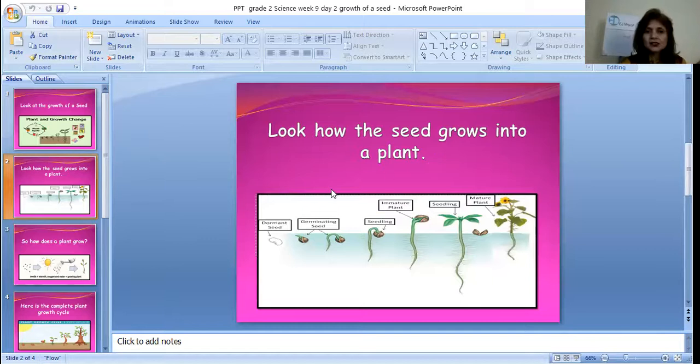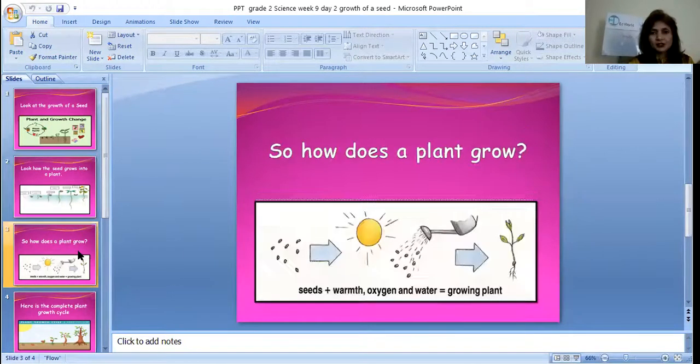There is a small seed, then a germinating seed, then a seedling is there, then an immature plant starts growing, which is not mature, which is not fully grown. Then there is a seedling, and then the mature plant is there. You see how there are different stages of the growth of a seed? Yes? Okay. Now in the same way, we will see another picture.